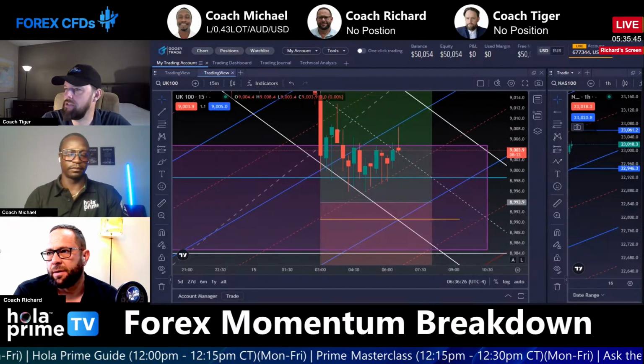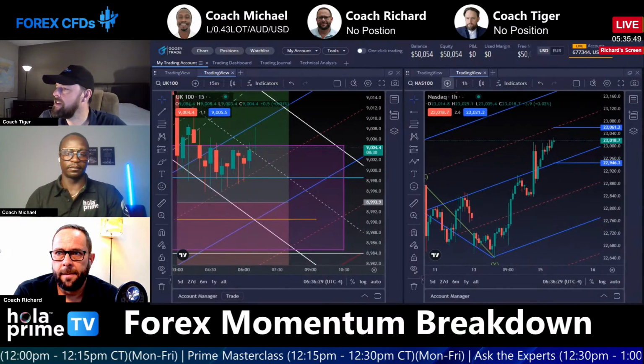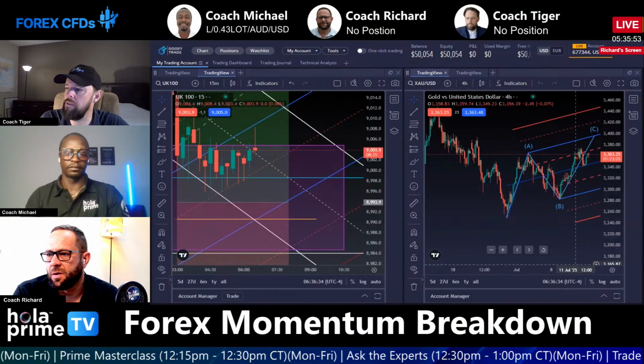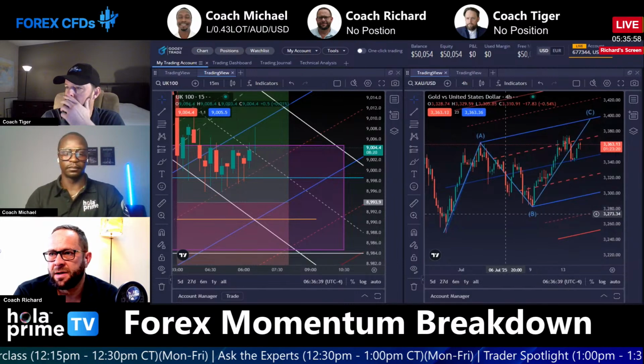Got all these currency pairs and all these indices, and they're just all going sideways. So look at gold, same thing. Expect gold to move quite a bit today as well.